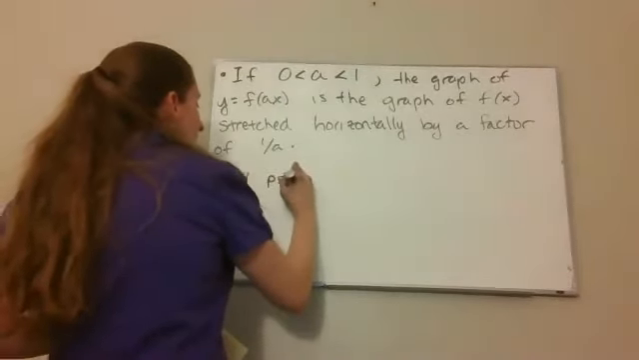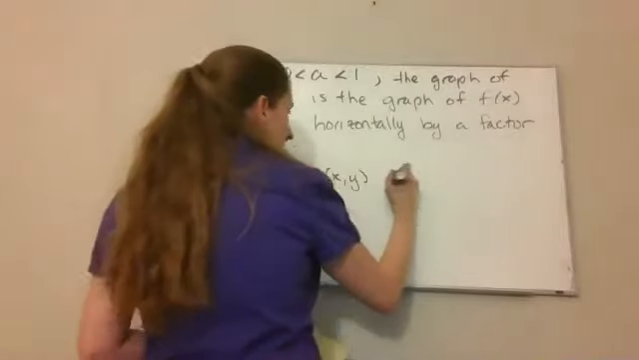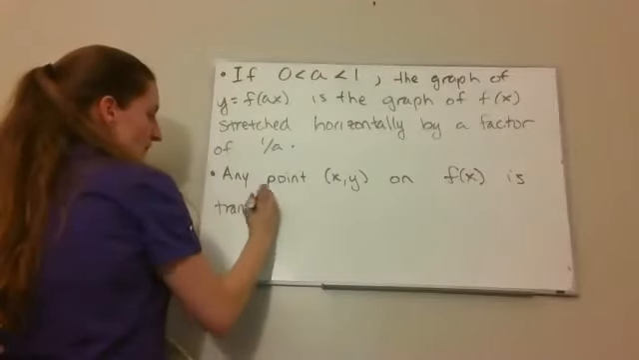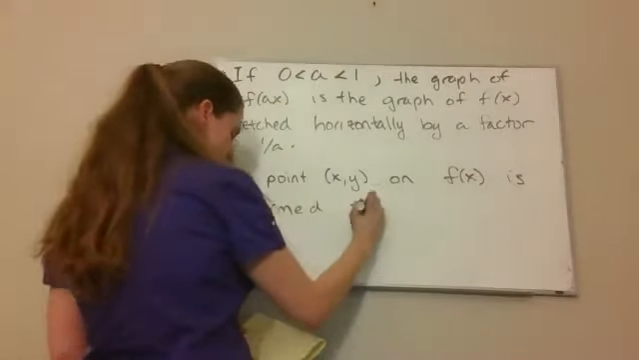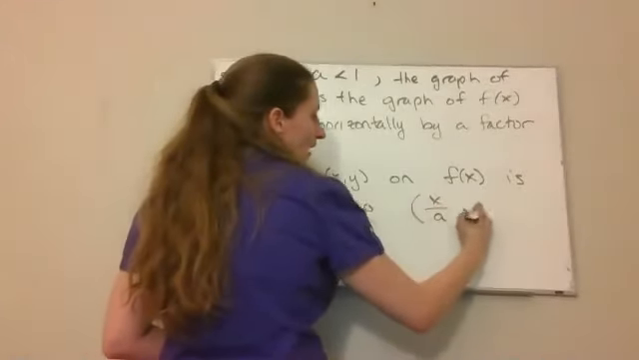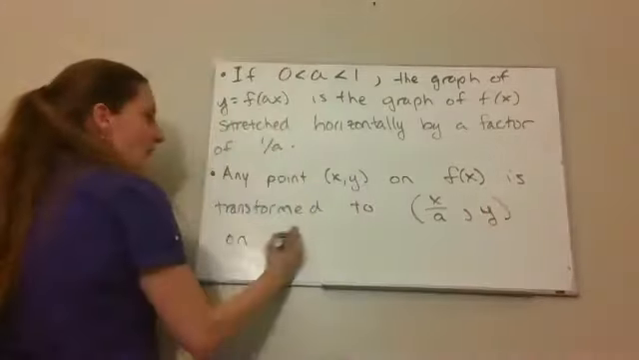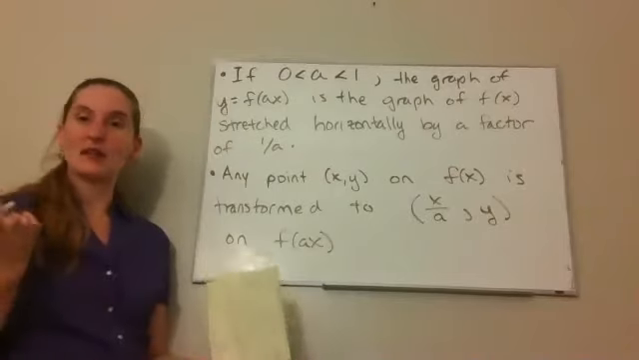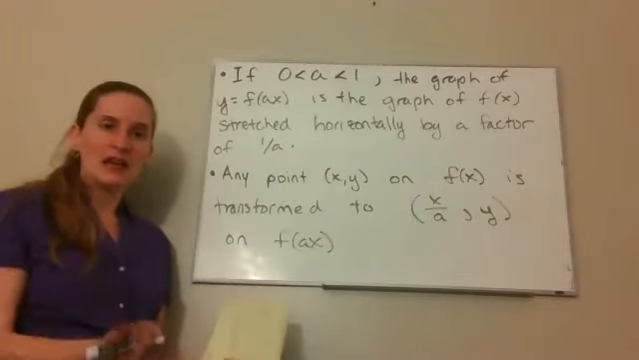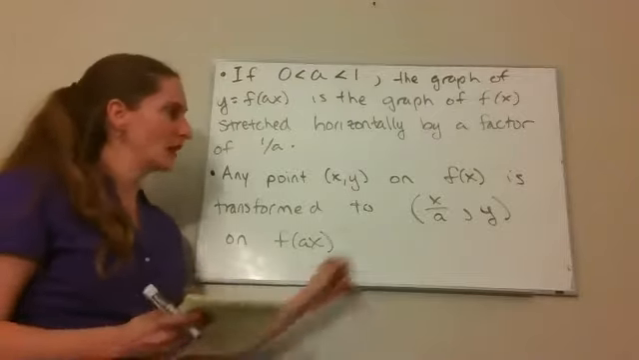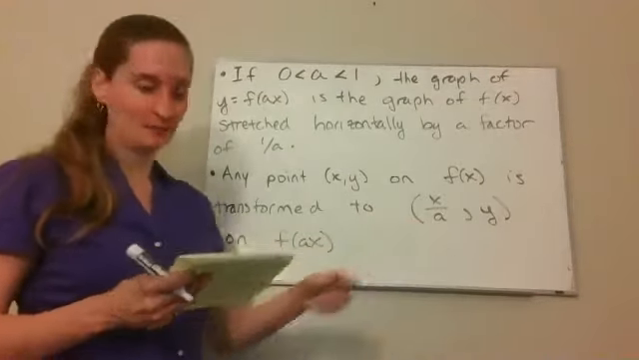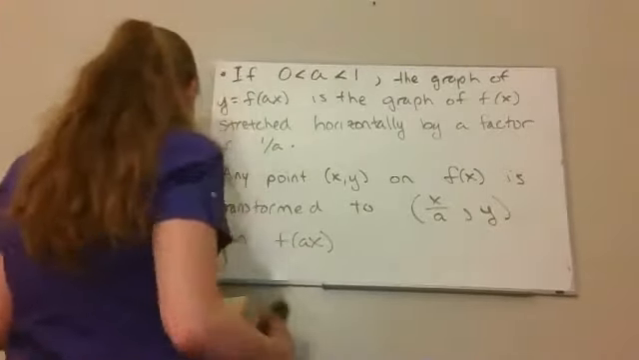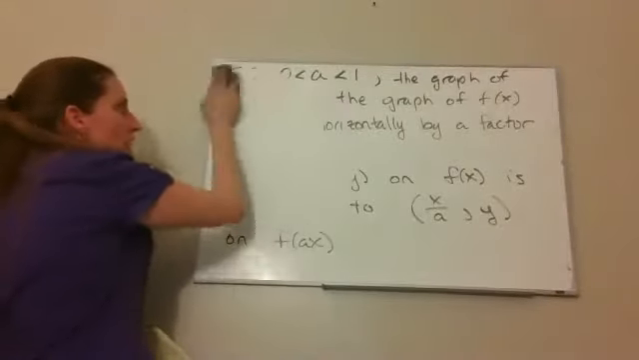So any point (x, y) on the graph of f of x is transformed to the point (x over a, y) on the graph of f of ax. So if you have a number being multiplied on your x there, that's going to be doing your horizontal stretches and shrinks. And an easy way to figure out what these points are doing is to take your x-coordinate and divide it by a. So let's do an example where we're doing both a vertical stretch and a shrink, and then we'll do a horizontal stretch and shrink.